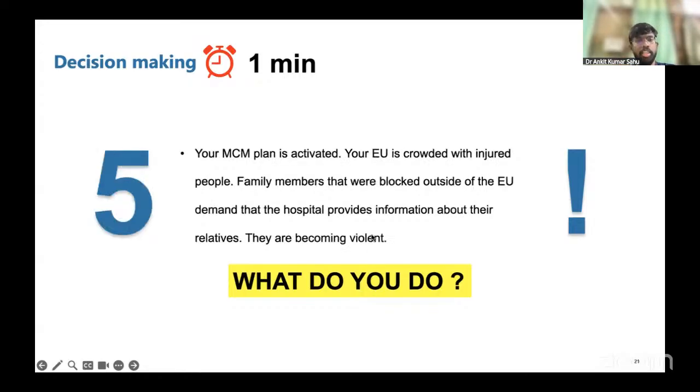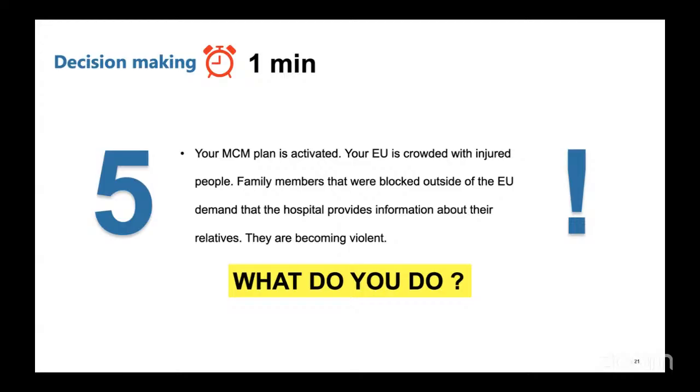Great. Now, your MCM plan is activated. Your emergency unit is crowded with injured people. Family members who were blocked outside the emergency unit demand that the hospital provide information about their relatives. They're becoming violent. So what is to be done? Anyone?